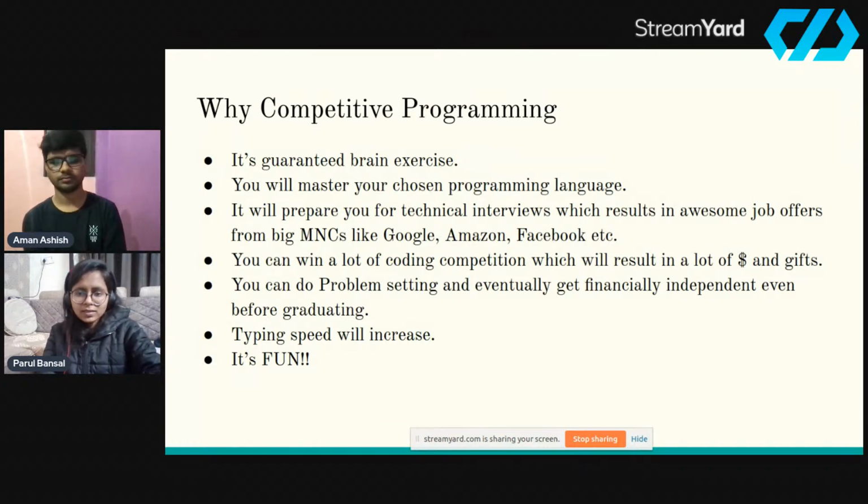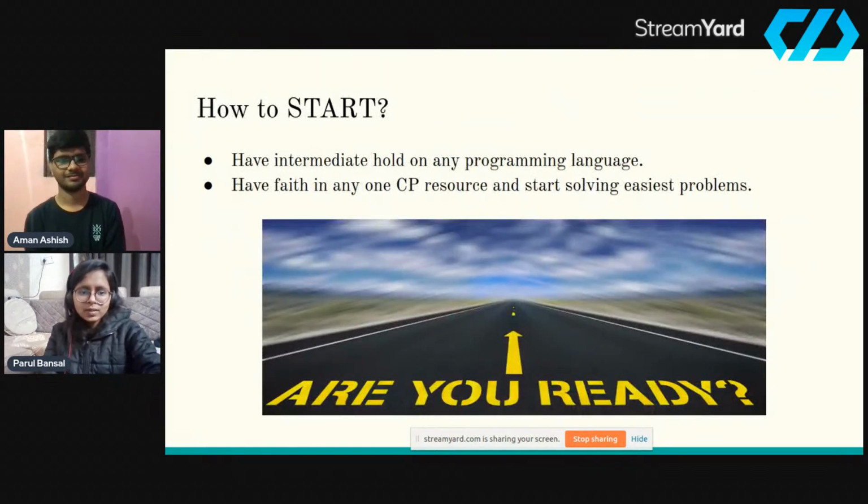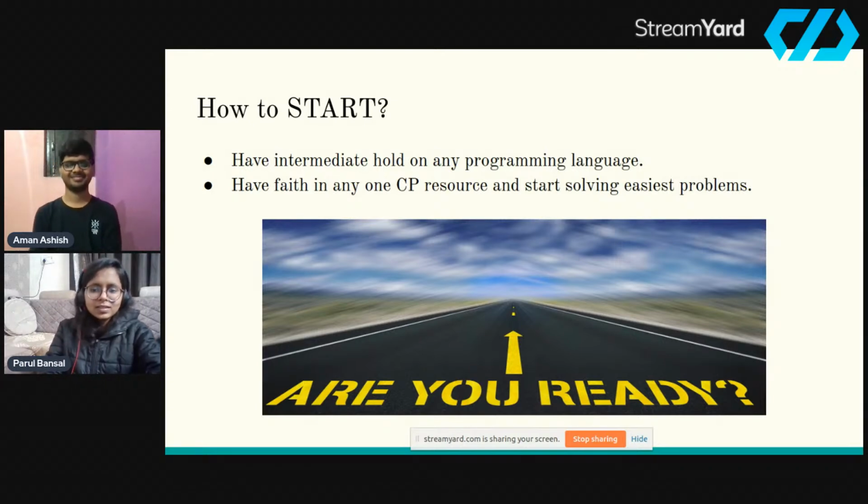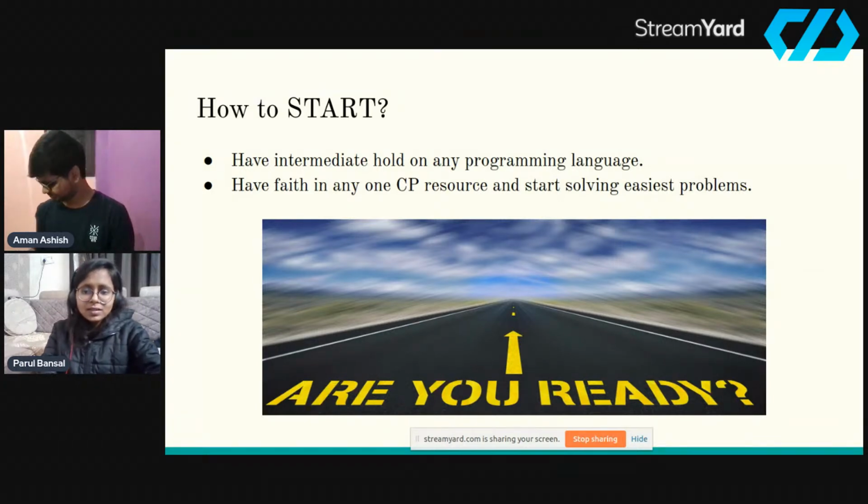So I hope this motivates you. Now let's learn how to play this game. Okay. So how to start CP? It's very simple. You just have to learn any one programming language, and that also just basic or intermediate level. You don't have to master it. Okay. And choose any one CP resource and start solving the easiest problems there.